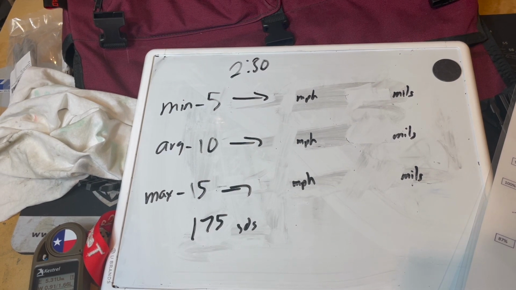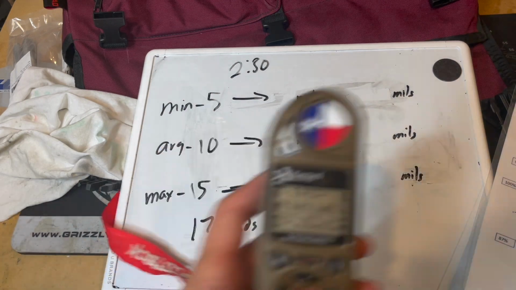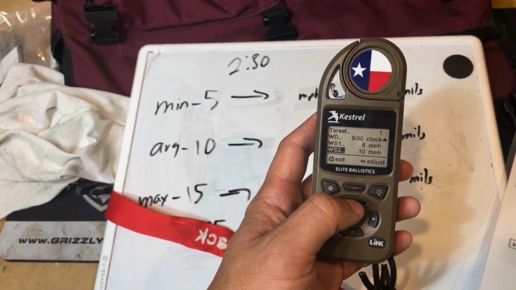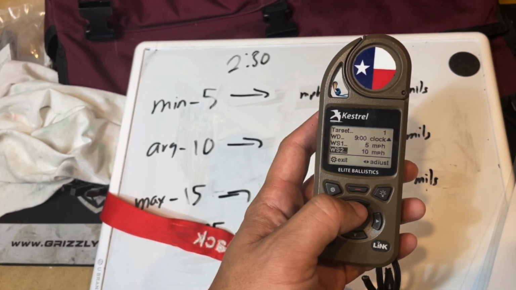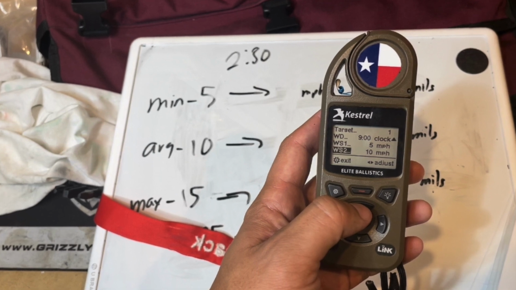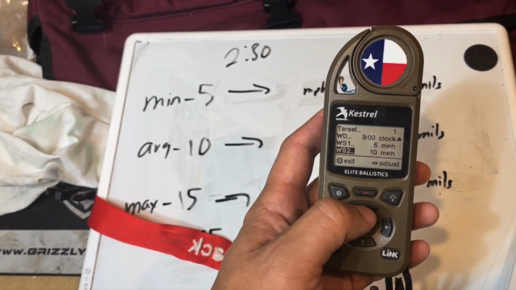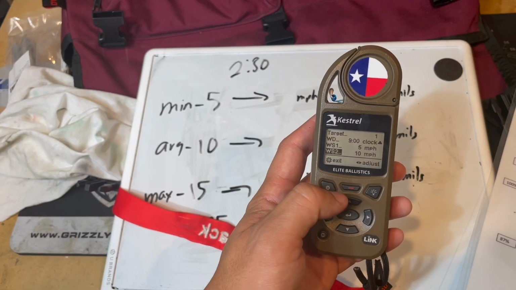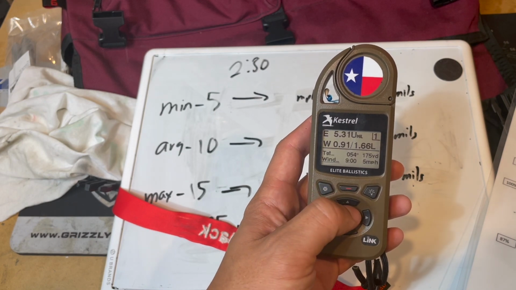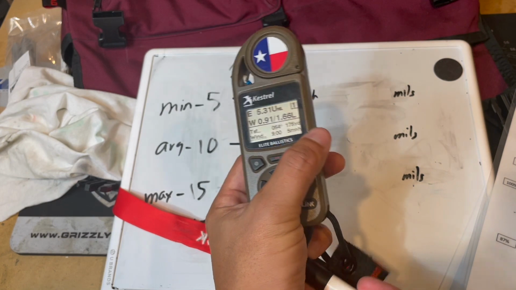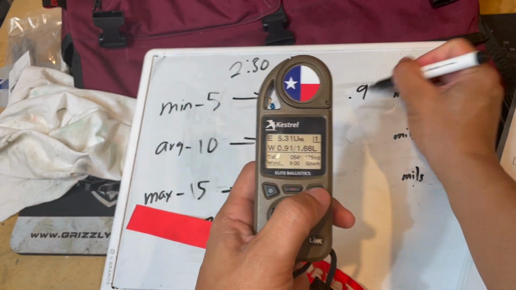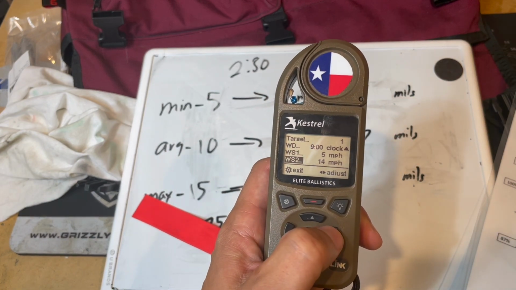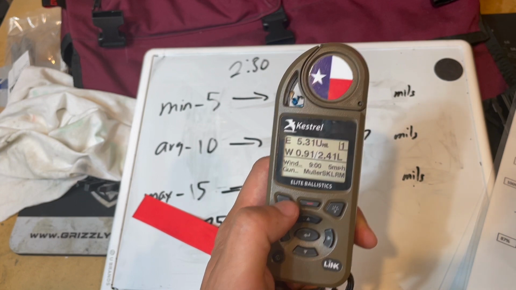So 5, 10, 15 on my Kestrel. I'm going to put 175. I forgot to put my wind at 3 o'clock because the wind was coming from 230 in this example. I should have put it at 3 o'clock. I still have it at 9 o'clock, so just bear with me on that one. Start with 5 and 10, and my wind call for my min is 0.9. Then my average would be 1.7. Then I'm going to input my max, which is 15 miles an hour, and it's going to be 2.4.